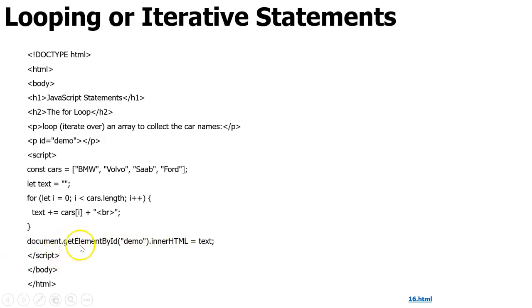So in this document.getElementById innerHTML, what am I going to print? Text is the value which I am going to print. For this text I need to pass some values, no? Initially it was 0, so for that only I am writing the for statement.